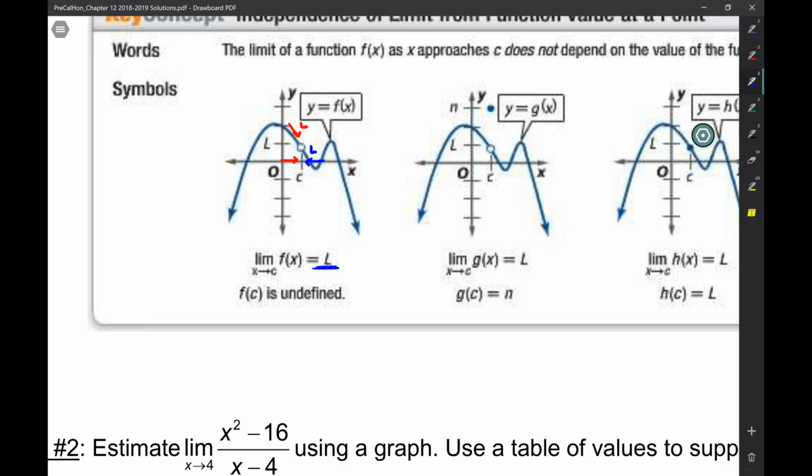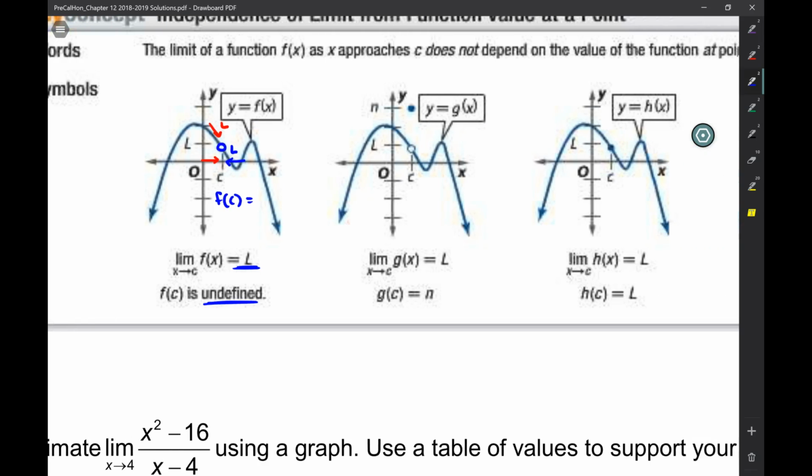Does it ever get to L? No. So if I were to ask you, what's f of c? There's a hole at f of c. F of c does not exist. F of c is undefined. That has no effect on the limit whatsoever. They're independent things. Okay?